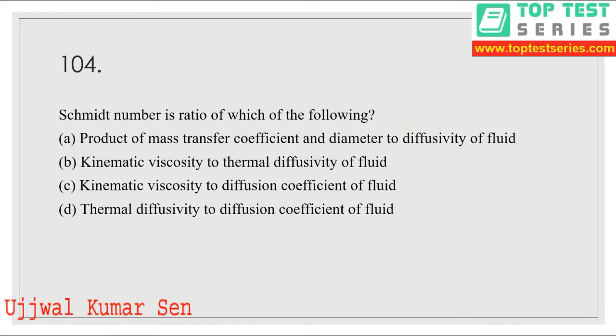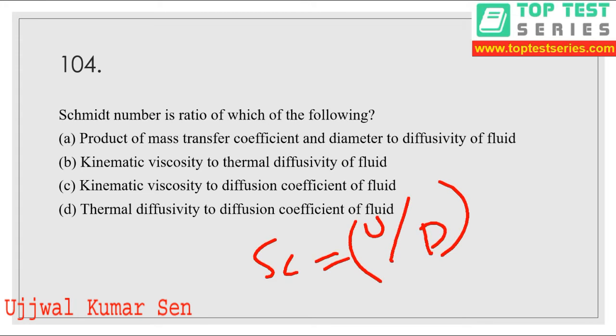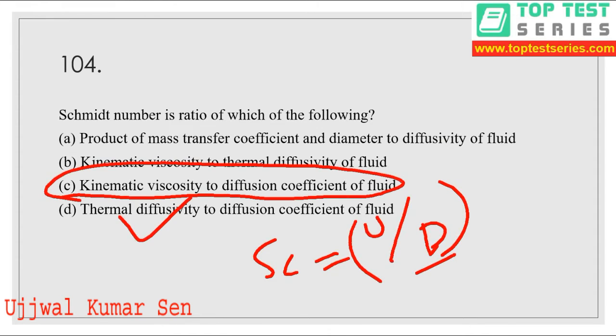Okay, now guys, let's move on to question number 104. Schmidt number is the ratio of which of the following? So my dear, there are lots of dimensionless numbers like Prandtl number, Schmidt number, Nusselt number, Rayleigh number, Reynolds number, Lewis number, Stanton number. Like the same we have Schmidt number. So what is the formula for Schmidt number? That is nu divided by D. Nu is the kinematic viscosity. What is D here? Diffusion coefficient. Therefore option C is the correct answer for this question.